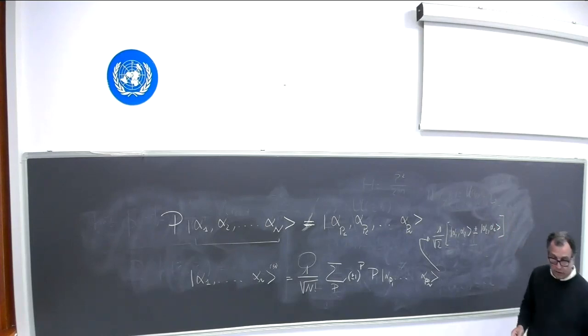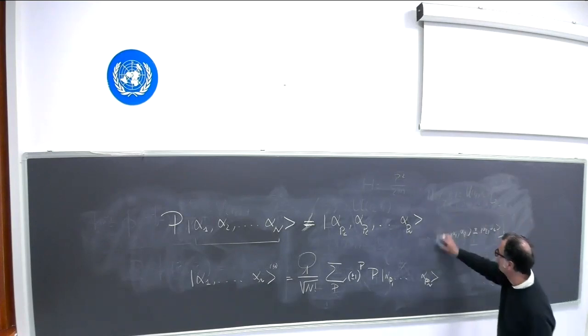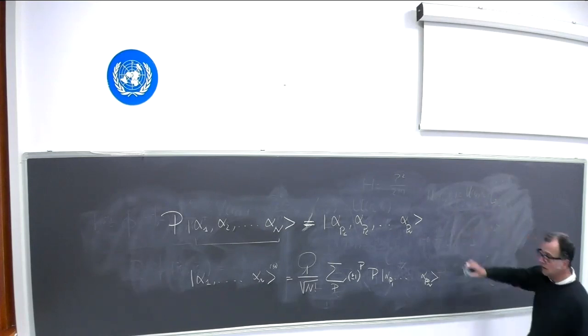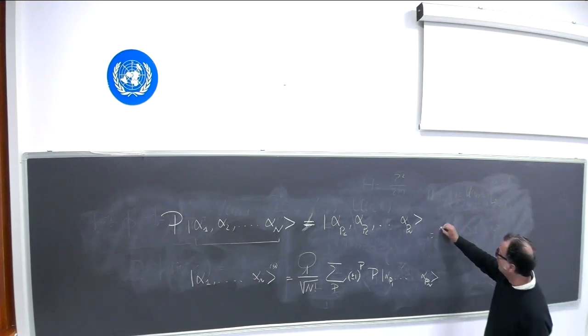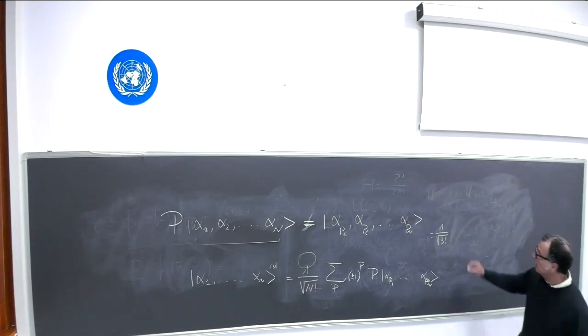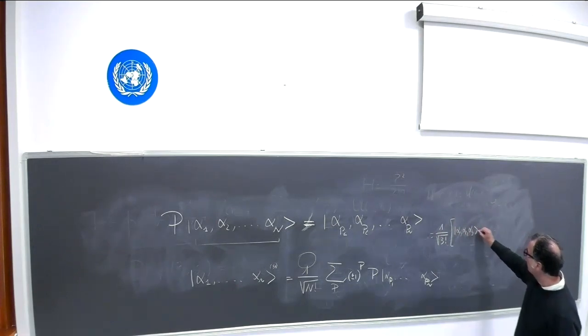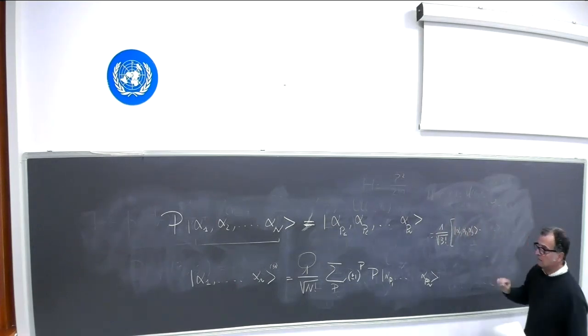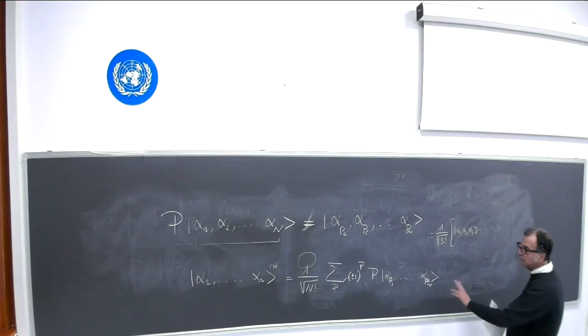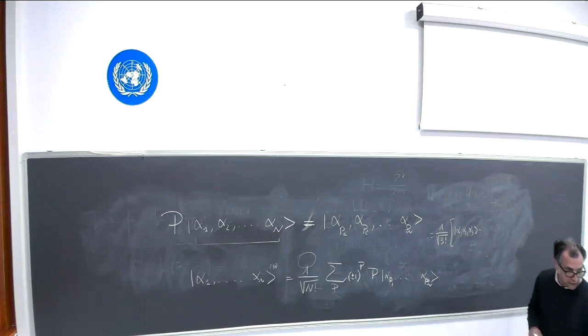Now, let's try to do it with three particles. Okay? So I start and you continue. With three particles, the normalization factor is square root of 3 factorial. Then I start with alpha 1, alpha 2, alpha 3.